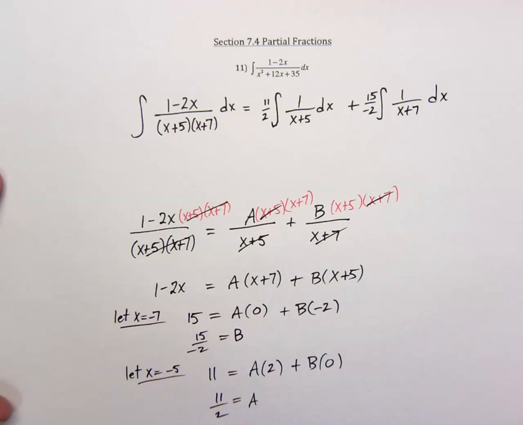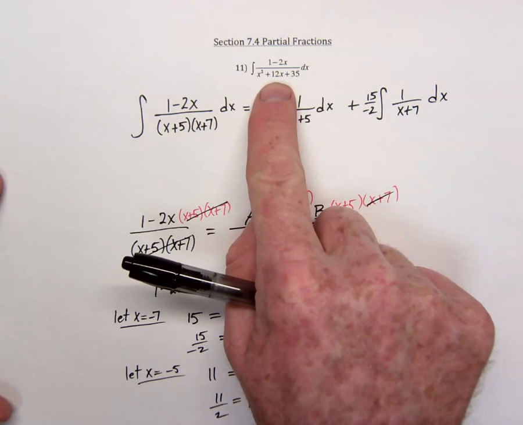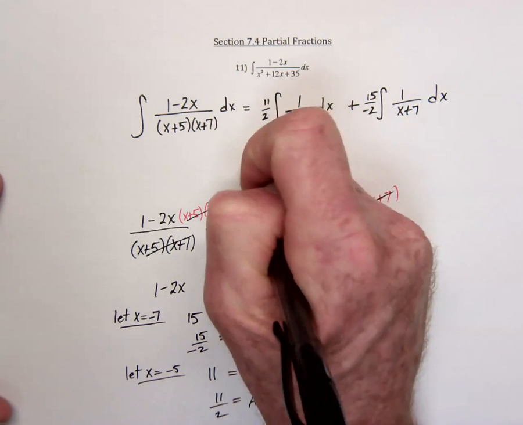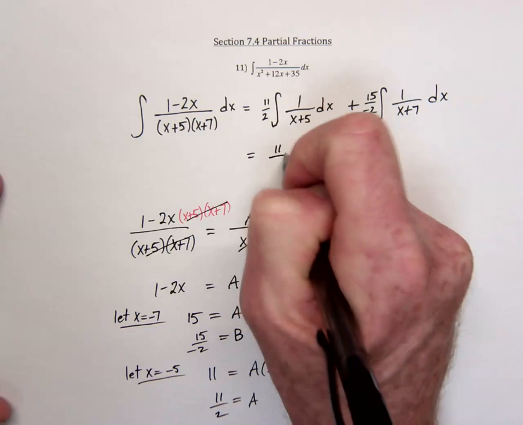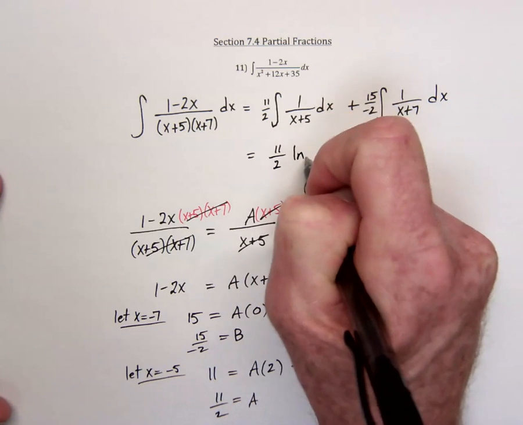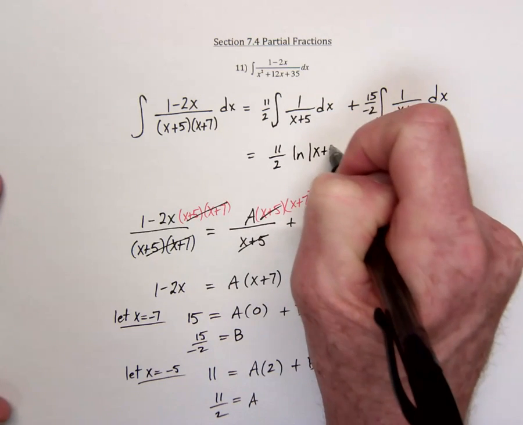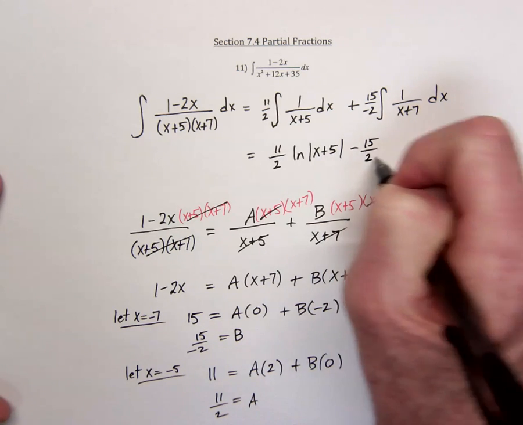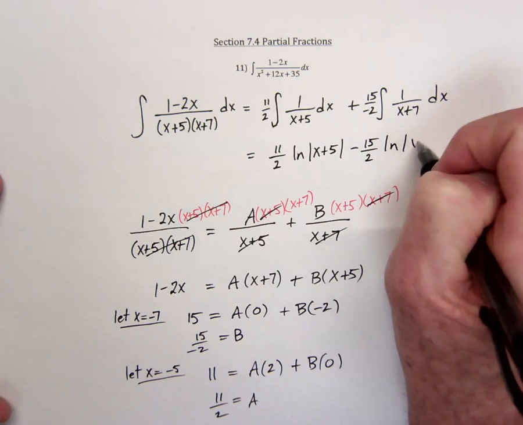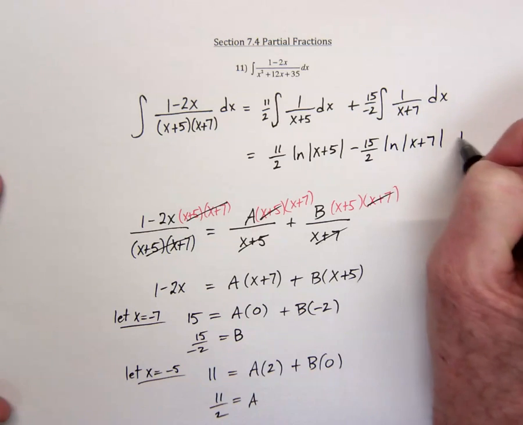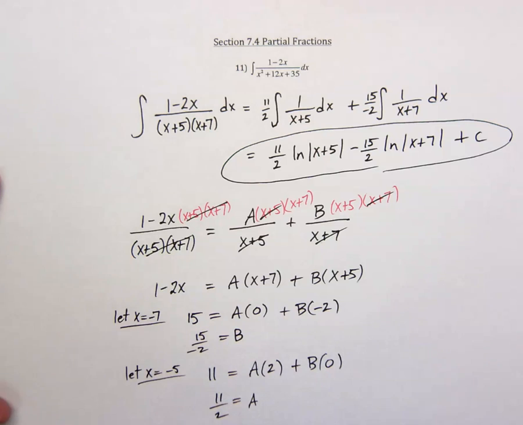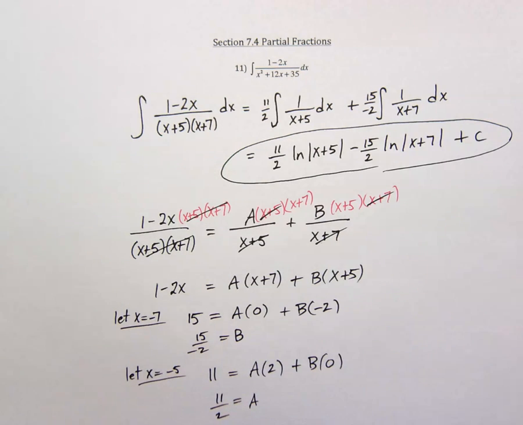Alright, now we've taken this monstrosity of an integral, broken it into two very easy integrals, and then we've got the answer. The first one is 11 halves the natural log of x plus 5, and then minus 15 halves the natural log of x plus 7. Add a constant of integration at the end, and we've got our answer.